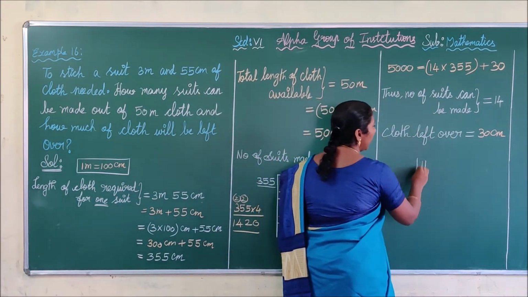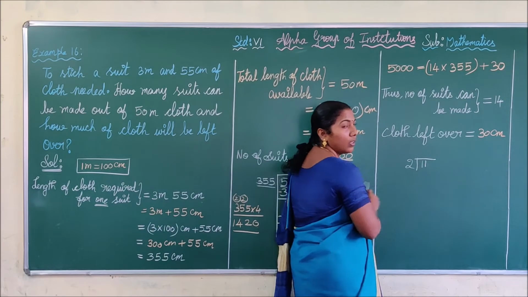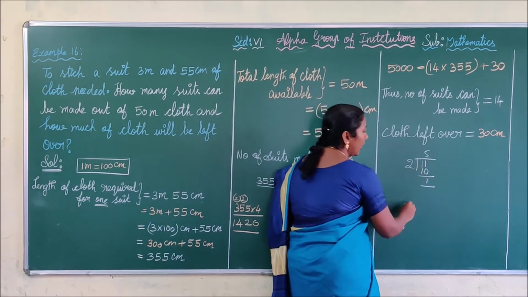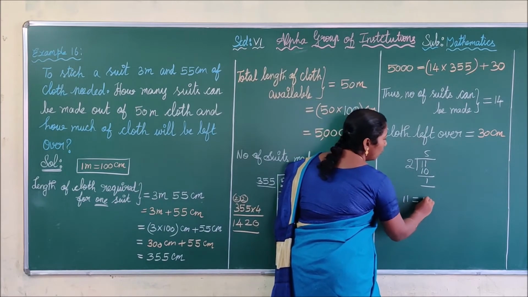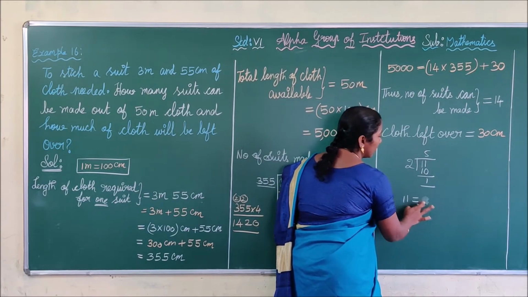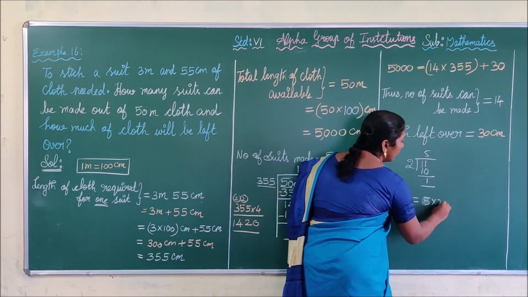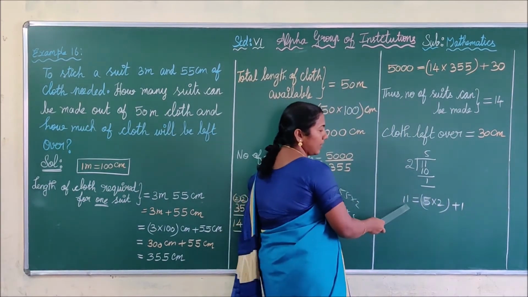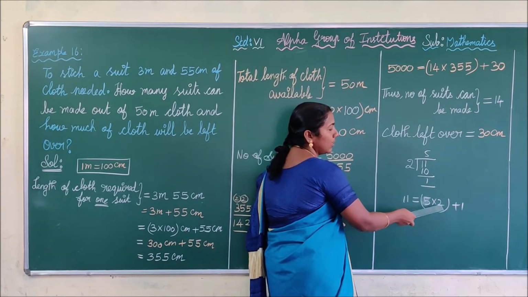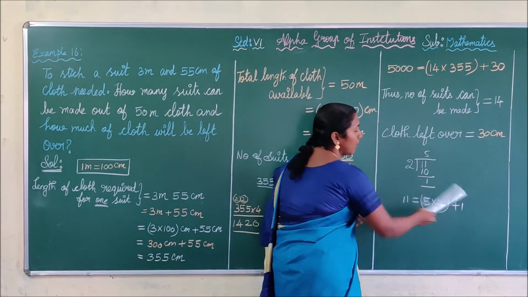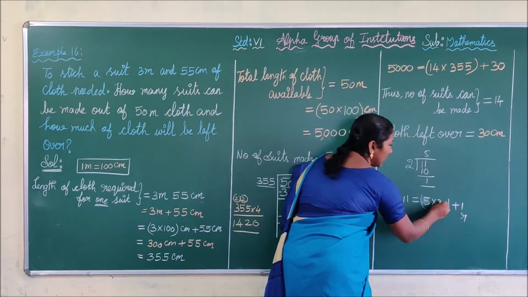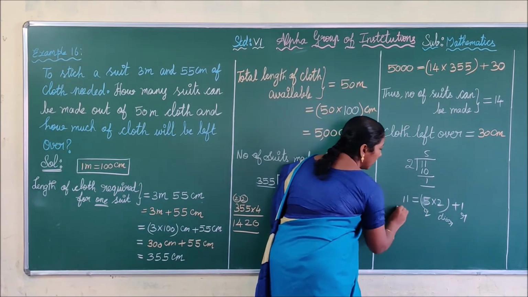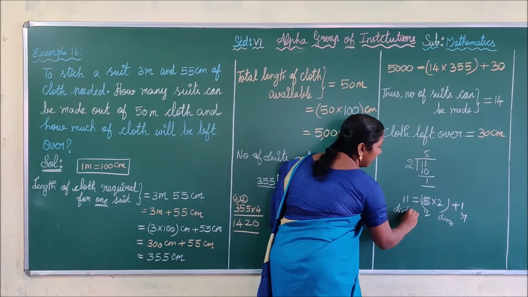See this example. 11 divided by 2. So 5 times 2 is 10, remainder is 1. How can we write the 11? 2 into 5 plus 1. That is, this is divisor, this is quotient, this is remainder, and this is dividend.